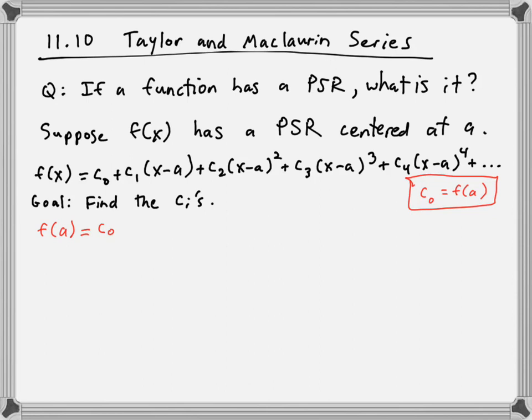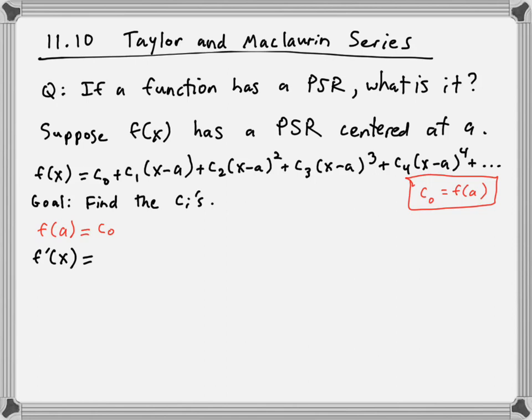So if we want to know what the first coefficient of our power series is, all we have to do is plug a into the original function. But we are now stuck, because how would we find c1? We can't plug anything else in that's going to work. So here's the trick: take the derivative. What would f prime of x be as a series? We know how to take the derivative of a series. You just differentiate term by term.